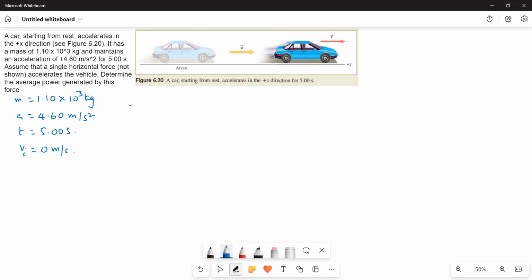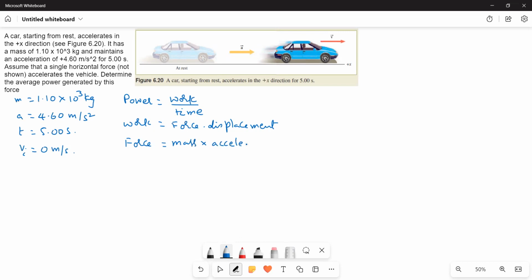Now we know that power is equal to rate of doing work, therefore work by time. We know work is equal to force dot displacement. And then we know force is equal to mass times acceleration. And then we know that velocity is equal to displacement over time.